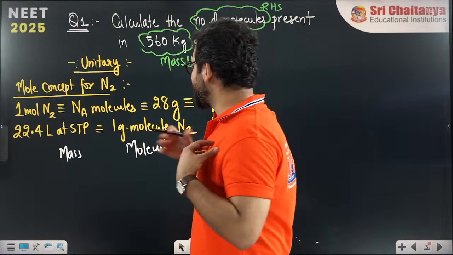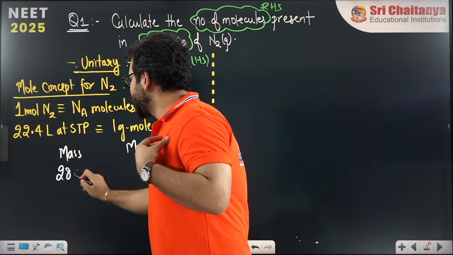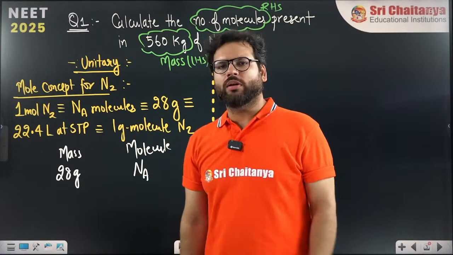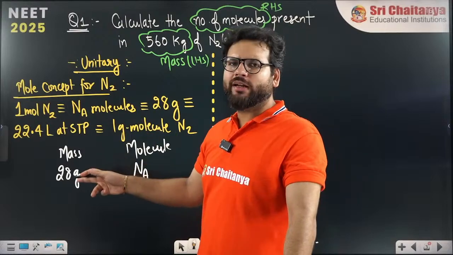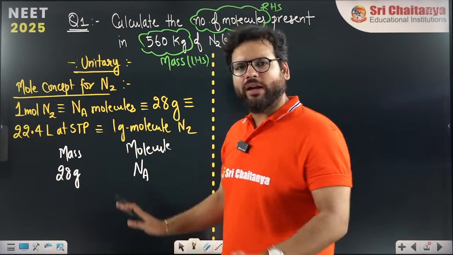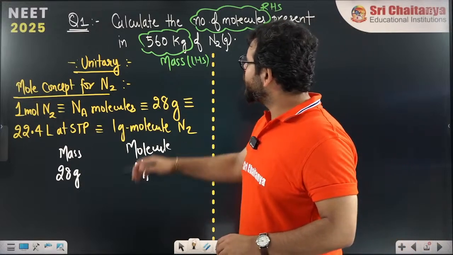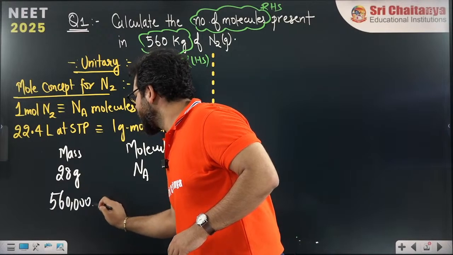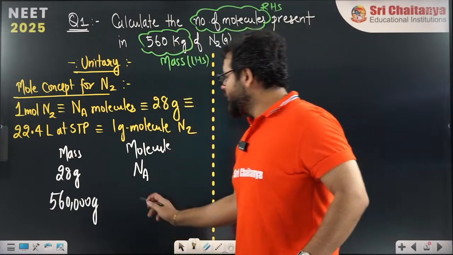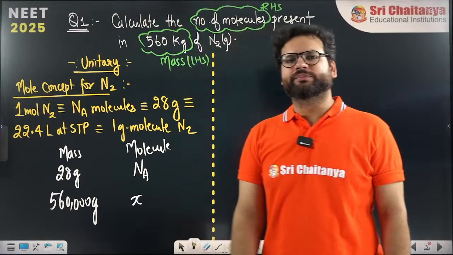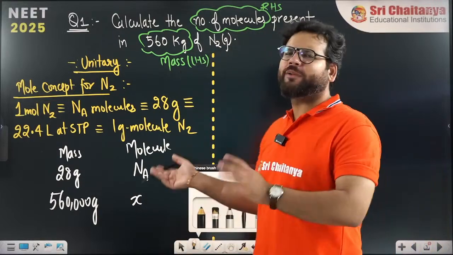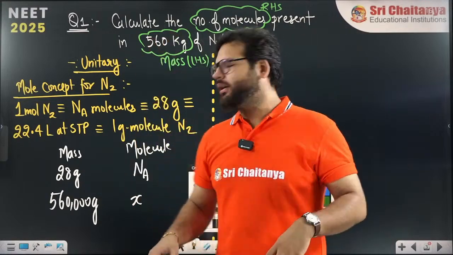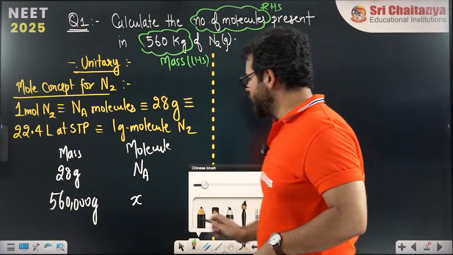So my mole concept says that when mass is 28 gram, molecules are Avogadro. Can you write like this? Yes, sir. Then our question says mass is 560 kg. So can I say 560,000 gram, units must be same. Then molecules will be how many? You keep X molecules. Now you have kept it left side, right side, not a problem. One side write the mass data, one side write the molecule data, and then cross multiply.